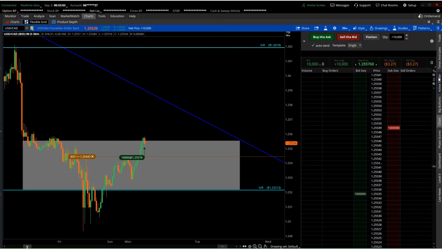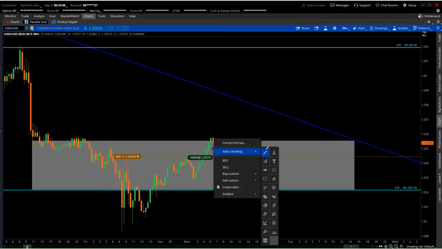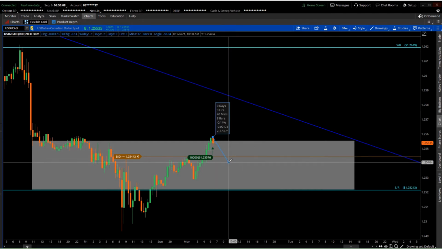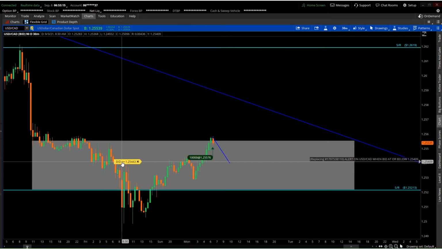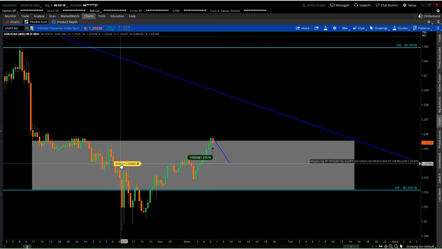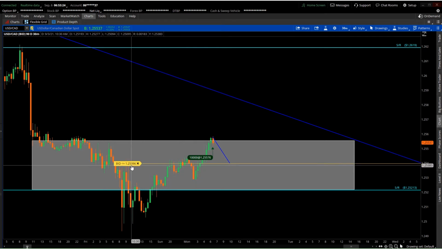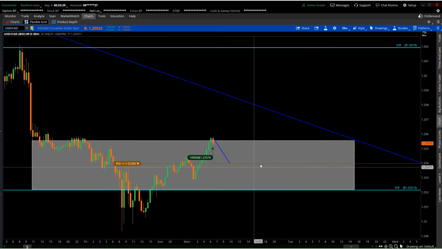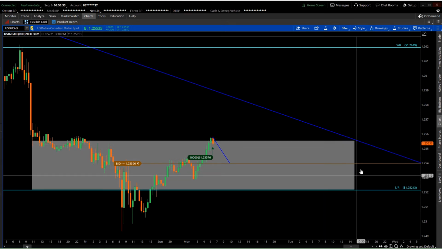And so if I was going to do an 18 pip stop, this is where my stop would be. So if I move my alarm down here, my stop is at 1.25396. If I get stopped out, then I'll probably look for another entry as price heads in this general area.